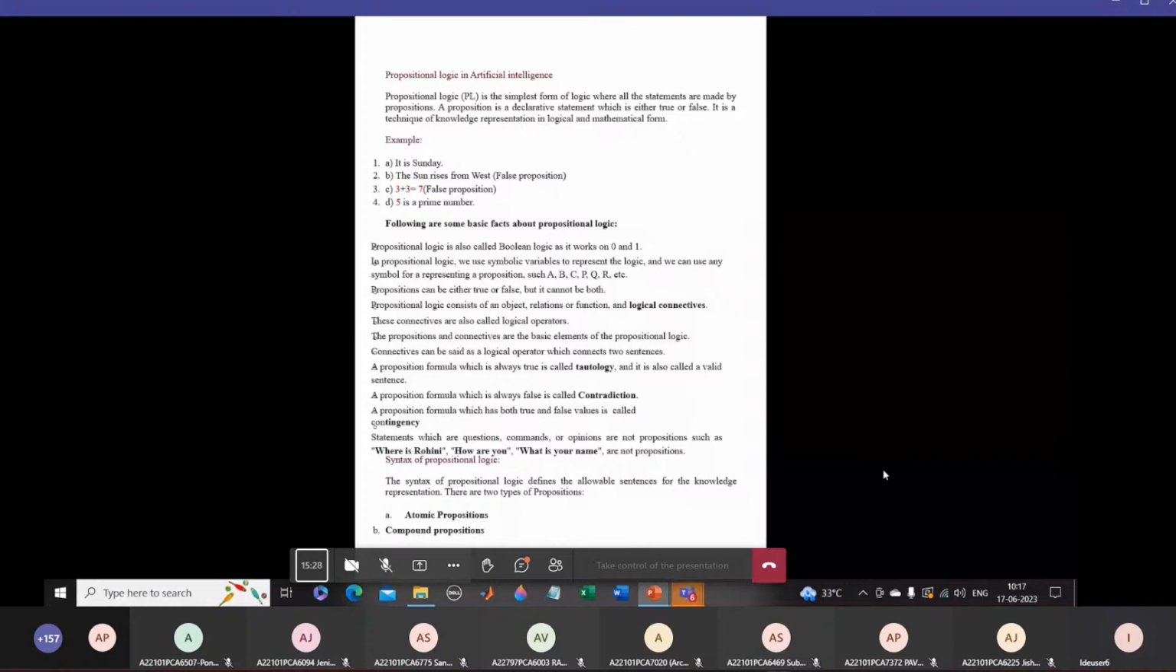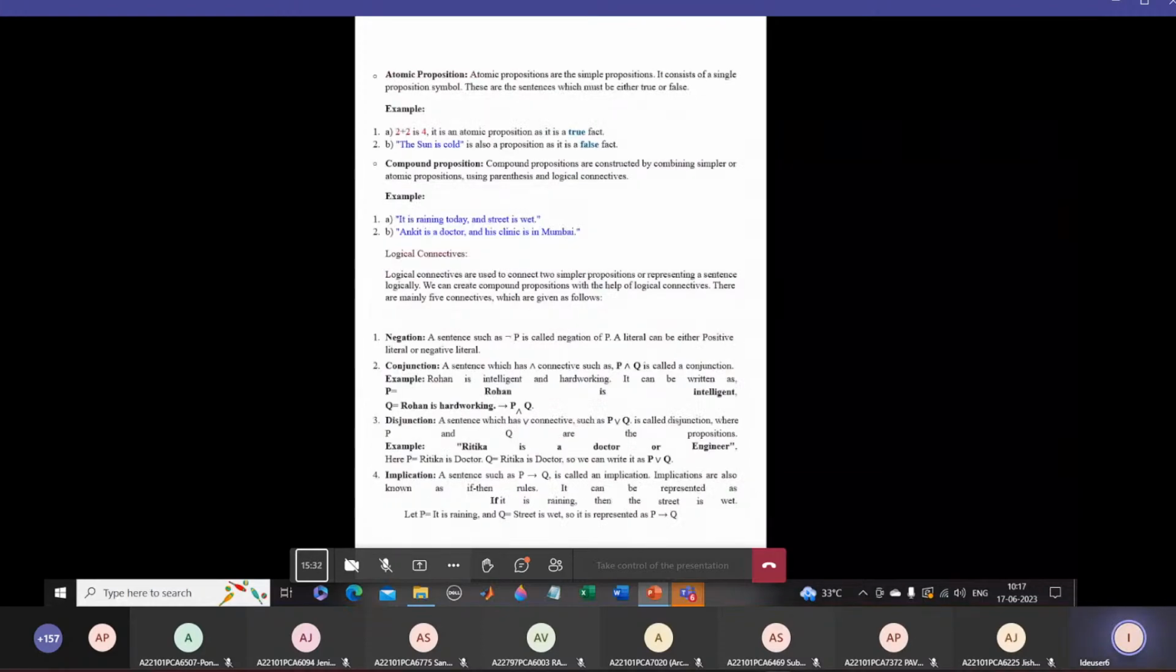There are two types of proposition: atomic and compound. An atomic proposition is a simple proposition, with only a single proposition symbol. These are atomic propositions: The sun is cold. It is not cold, it is hot. So when they ask if the sun is cold, you should say it is false. And what is a compound proposition? It is formed by combining simple or atomic propositions.